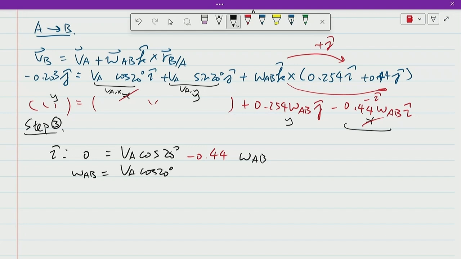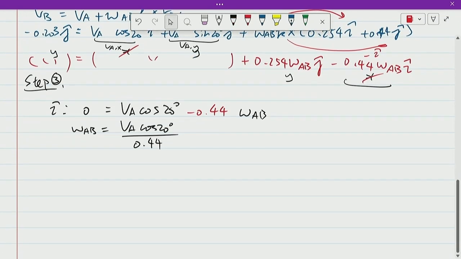So VA cosine 20 divided by 0.44. It's the only problem with relative or rigid body problems. The amount of writing and copying does lead to more chances of typographical error. But having the vector approach makes it easy to catch this, hopefully, when you do a second run. Questions on omega AB so far?